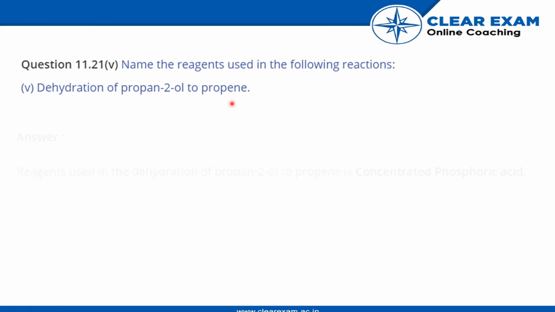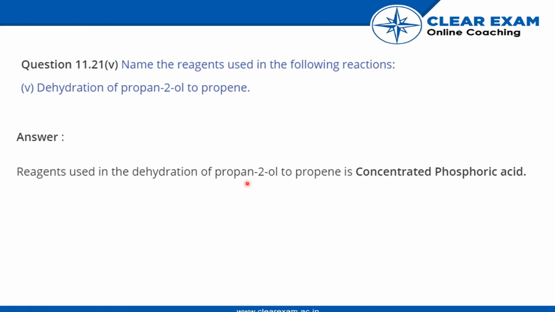Dehydration of propan-2-ol to propene. Reagent used in the dehydration of propan-2-ol to propene is concentrated phosphoric acid.